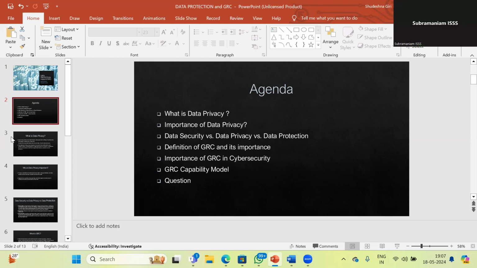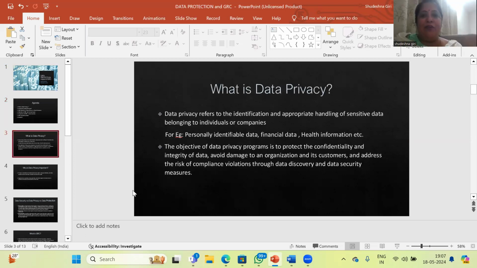Now we all know that in today's world, data is abundant and available on every platform. We do shopping online, we do transactions online. We also have databases where we keep our health records. All of this is data which is personal and confidential. So data privacy refers to the identification and appropriate handling of such sensitive data belonging to an individual or any company also. This data can be your personal data, be it financial data or health information.